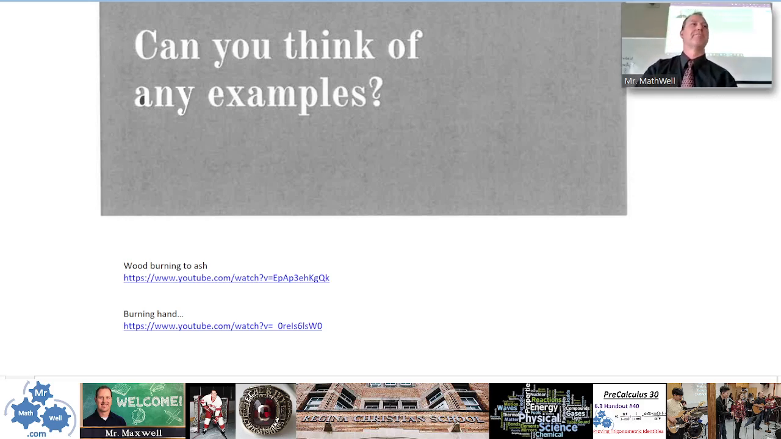Blowing oxygen into the fire. Well, burning would be a chemical change, like when a car rusts. Yeah, rusting of a car, exactly.